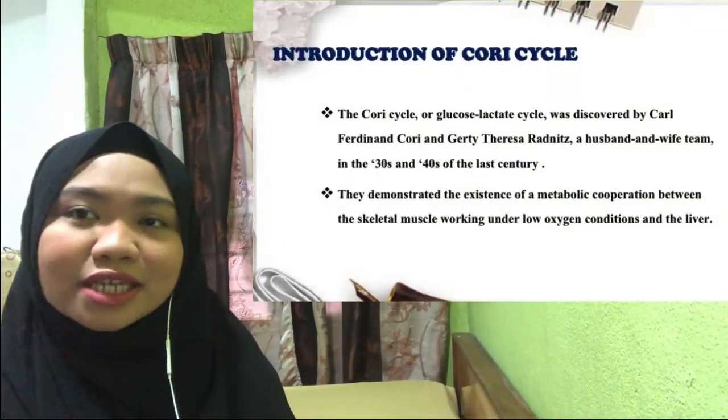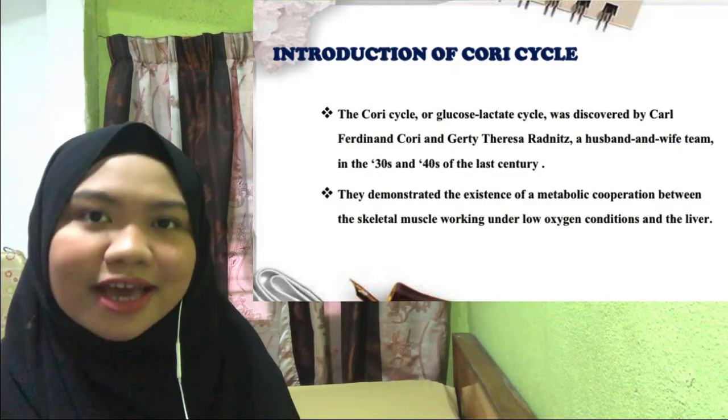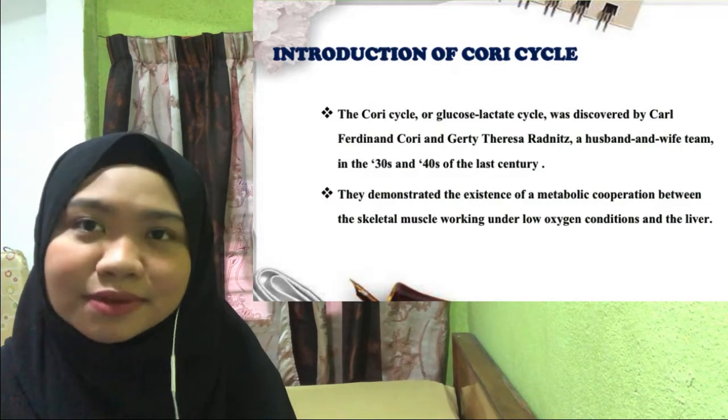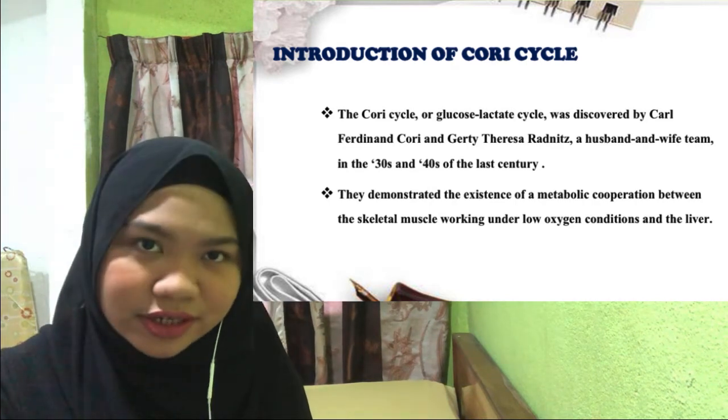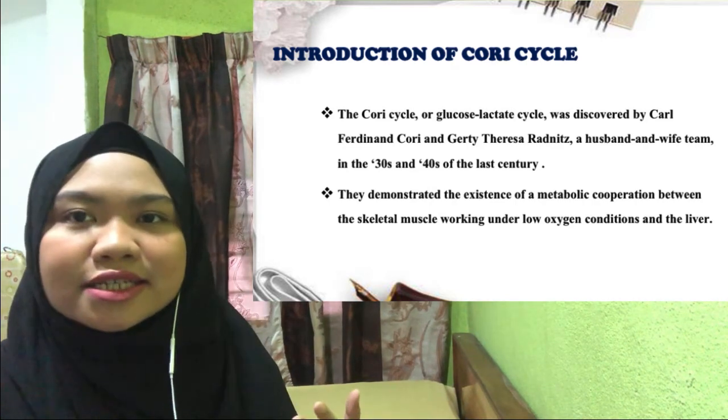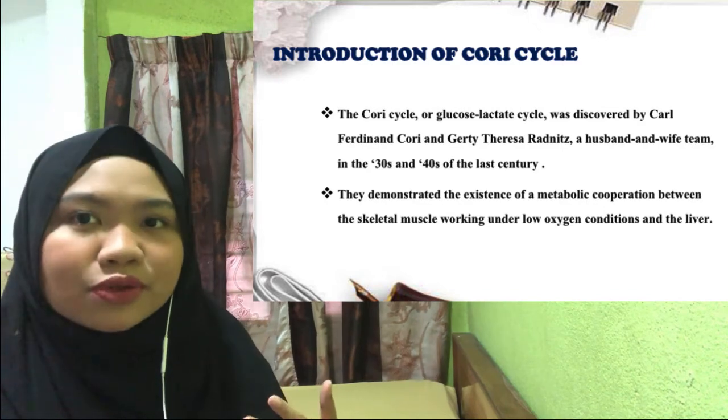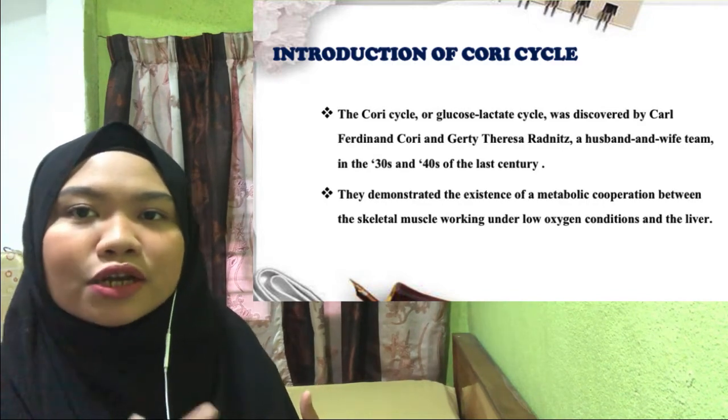So now we want to start with the introduction of the Cori cycle. The Cori cycle, or glucose-lactate cycle, was discovered by Carl Ferdinand Cori and Gerty Theresa Cori, a husband and wife team, in the 30s and 40s of the last century. They demonstrated the existence of a metabolic cooperation between the skeletal muscles working under low oxygen conditions and the liver.